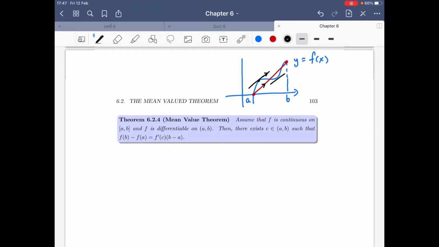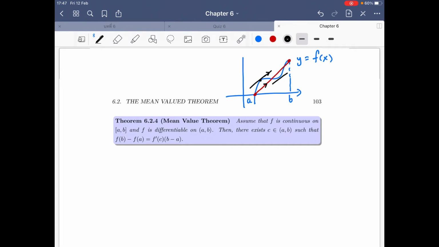And again, we may be able to find several tangent lines that are parallel to the secant line connecting (a, f(a)) and (b, f(b)). All right, so this is geometrically speaking. So let's look at the statement. It's saying that your f is continuous, as I told you, on the closed interval, and your f is also differentiable on the open interval.